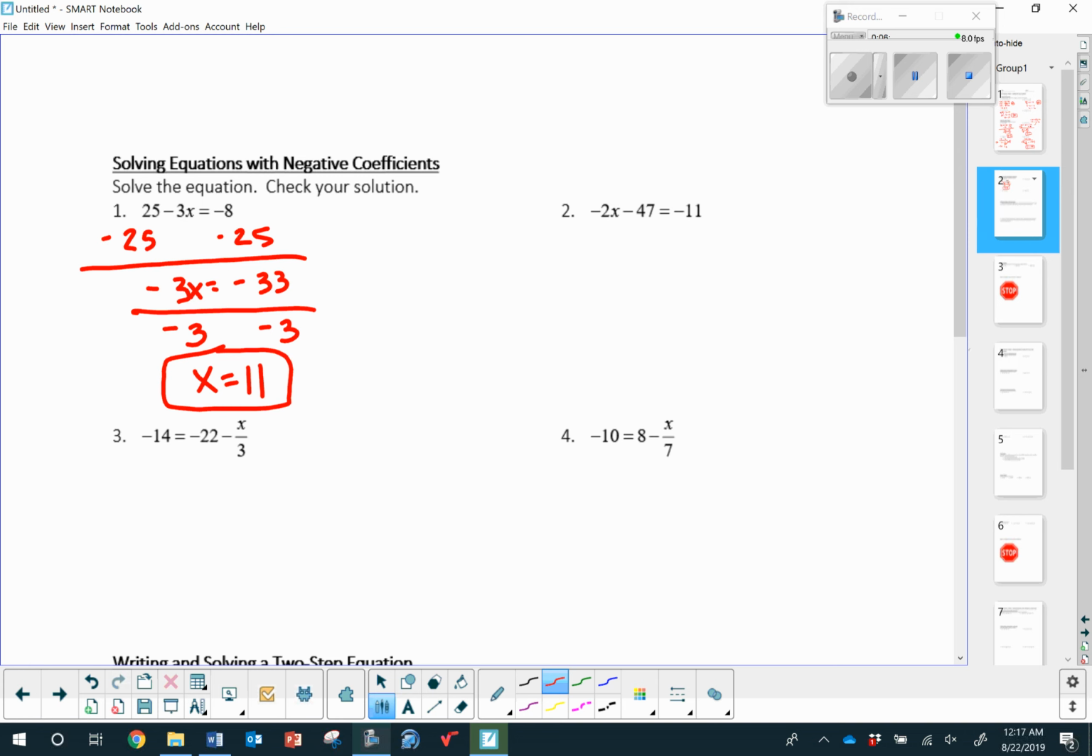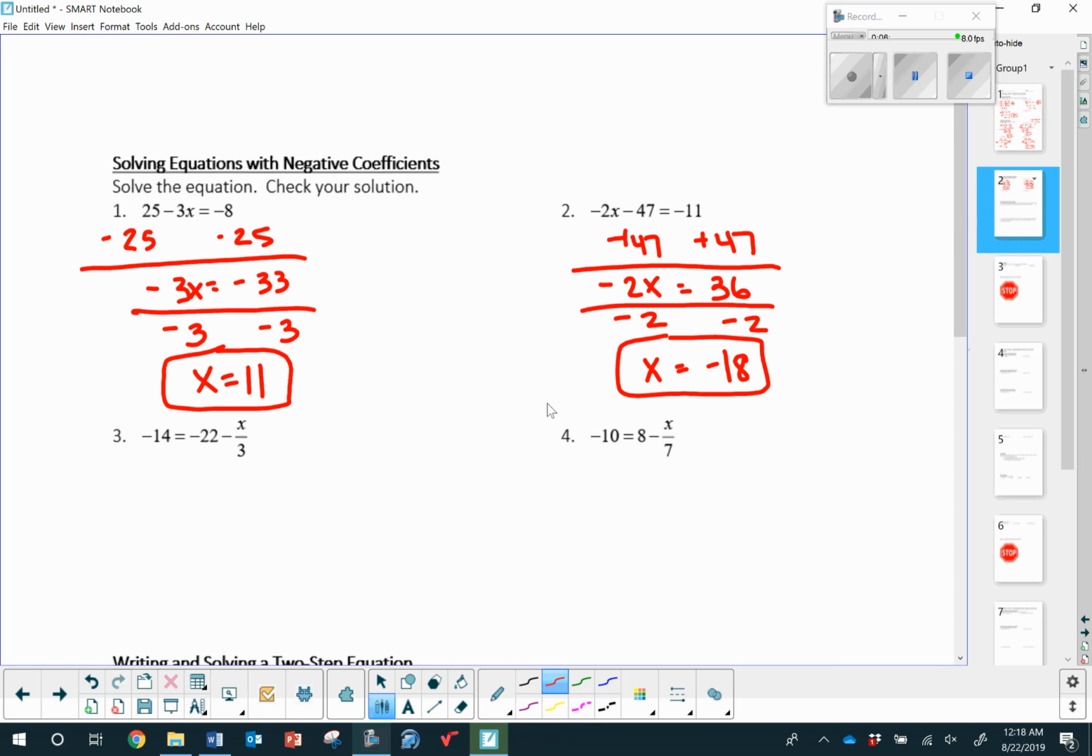Number 2, negative 2x minus 47 equals negative 11. I'm going to add 47 to both sides, and that leaves me negative 2x equals 36. When I divide both sides by negative 2, I have x equals negative 18.